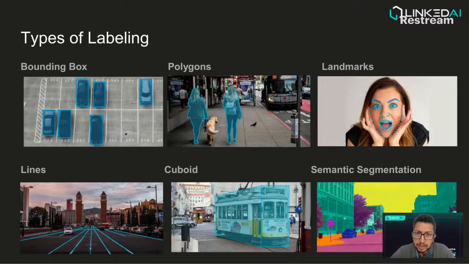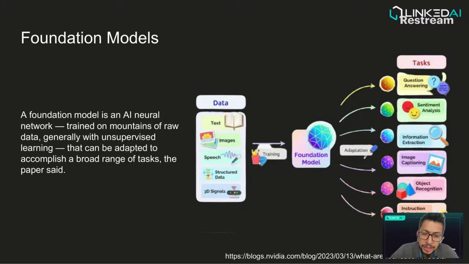And let's see. I think I'm talking a lot about foundation models, right? But let's see what a foundation model is. A foundation model is an AI neural network trained on a mountain of raw data, generally with unsupervised learning, that can be used to accomplish a broad range of tasks. Maybe the most common right now is ChatGPT, which uses GPT-3.5 under the hood. And like I said, it's the best known foundation model.